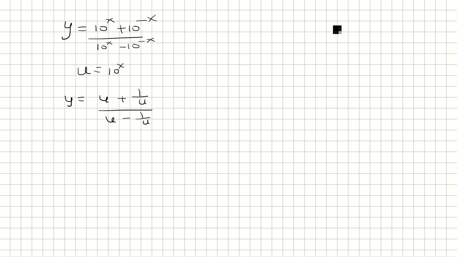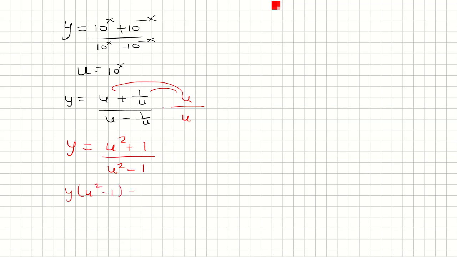And my goal here is just to get rid of the u first. So how do I get rid of the u? Well, I have to multiply the top and the bottom by u. So that's going to distribute. So we have y is equal to (u squared plus 1) over (u squared minus 1). And I multiply both sides by u squared minus 1, and then distribute.